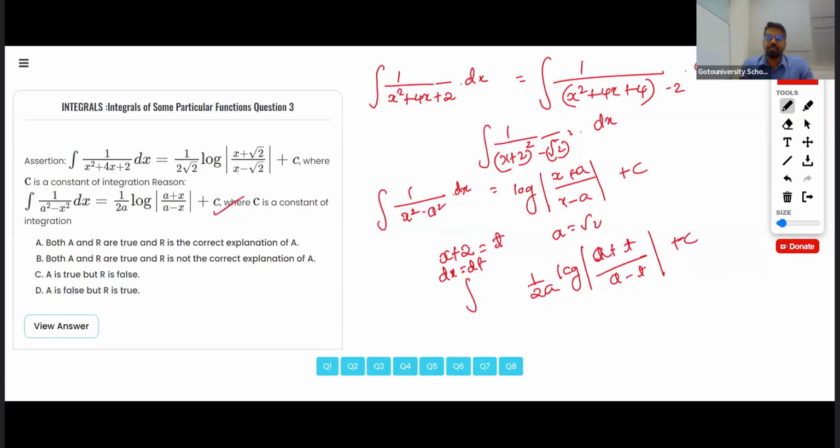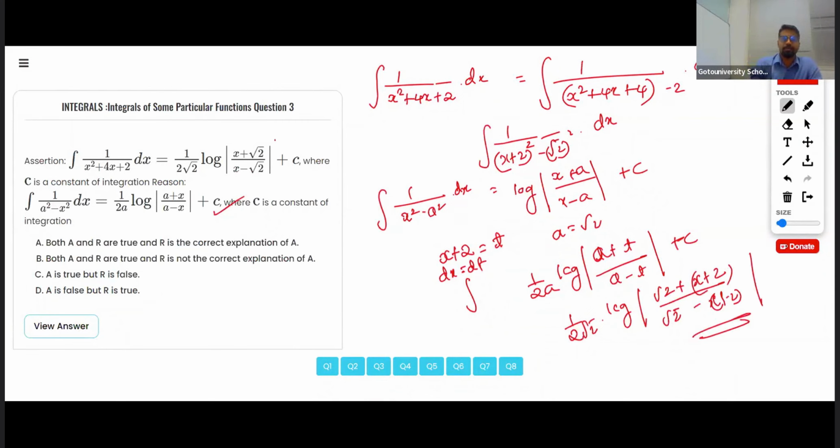And what is t here? T is actually x plus 2 and a is root 2. So our answer should be 1 by 2 root 2 logarithm of root 2 plus x plus 2 divided by root 2 minus x plus 2. Correct? This is how it should be. But what they have given is this. So assertion is wrong. So assertion is wrong.